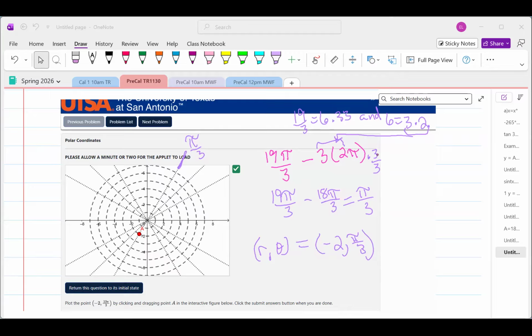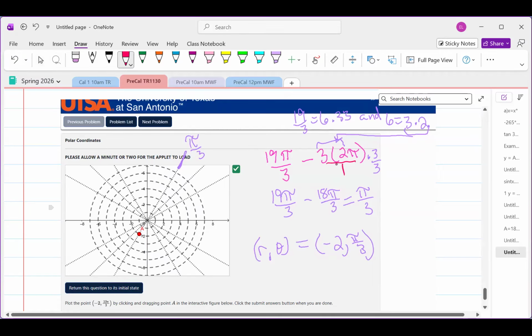But when I was crunching the numbers by hand, I did the times 3 over 3 to get the common denominator. So it's 3 times 2 times 3 on top. And it's technically over 1 on the bottom. So that's where we get the 18 thirds. And then 19 minus 18 gave us pi over 3.